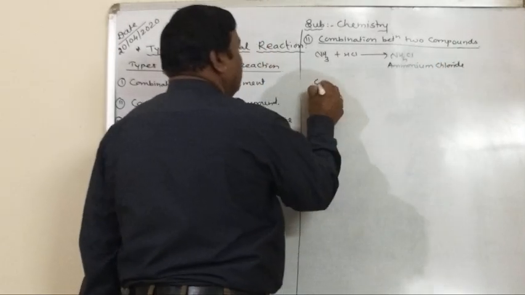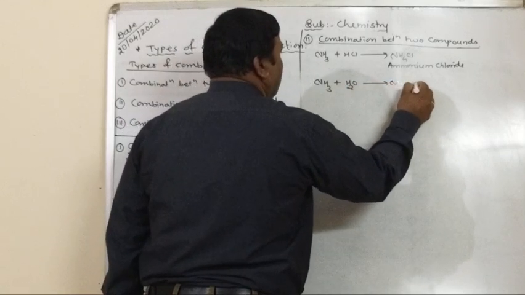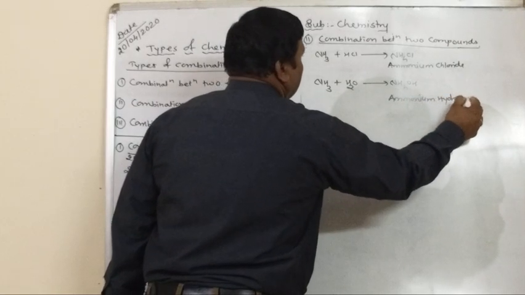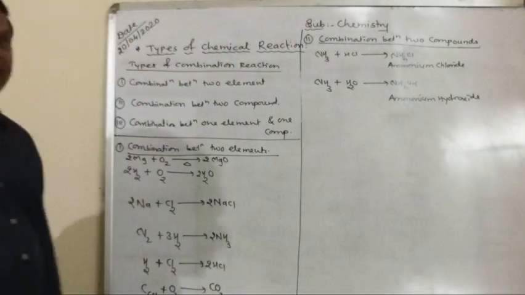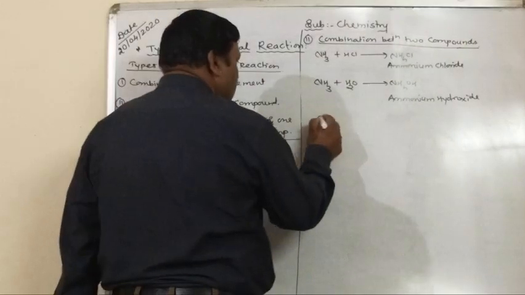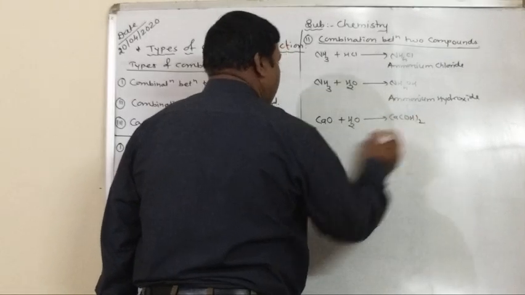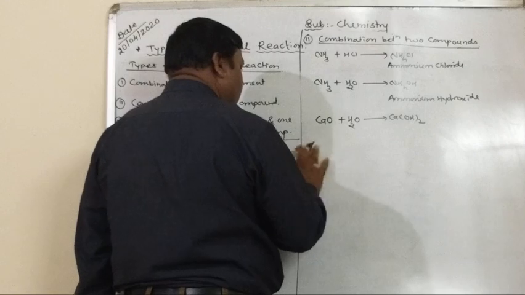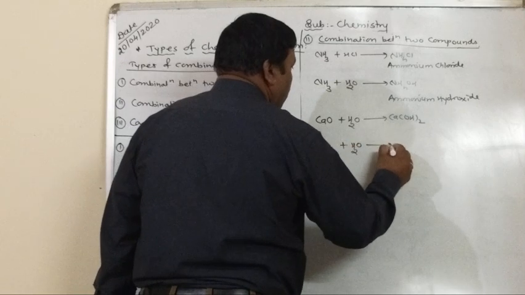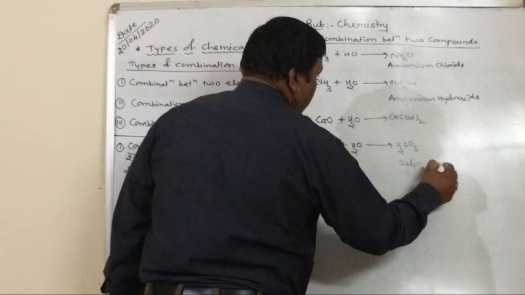Same thing: ammonia plus water, you will get NH4OH, ammonium hydroxide. So ammonia is one compound, water is another compound. So this is combination between two compounds. Okay. Calcium oxide plus water gives calcium hydroxide. Then SO2 plus H2O, you will get H2SO3, named sulfurous acid.